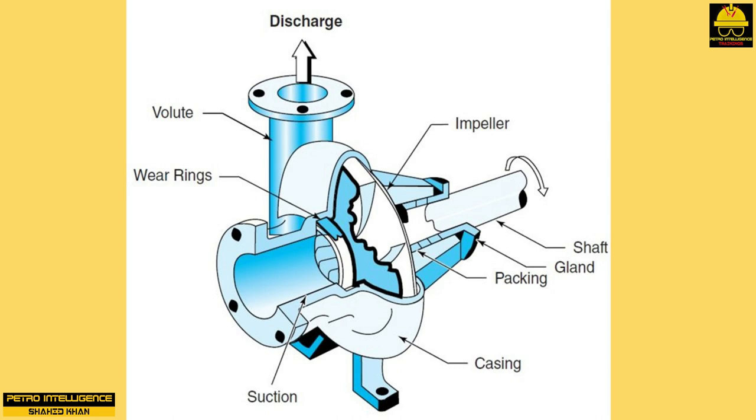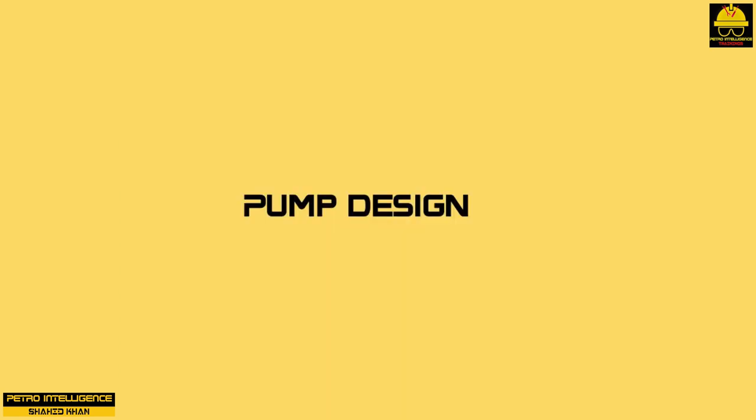Wear rings minimize leakage between the internal discharge and suction of the pump. Because the rotating impeller does not come into contact with the stationary casing, a void exists between the suction and discharge areas. Properly positioned wear rings minimize this leakage. If the wear rings are mounted on the pump's impeller, they turn with the impeller and are referred to as impeller wear rings. If the wear rings are mounted to the casing, they are stationary and are referred to as casing wear rings.